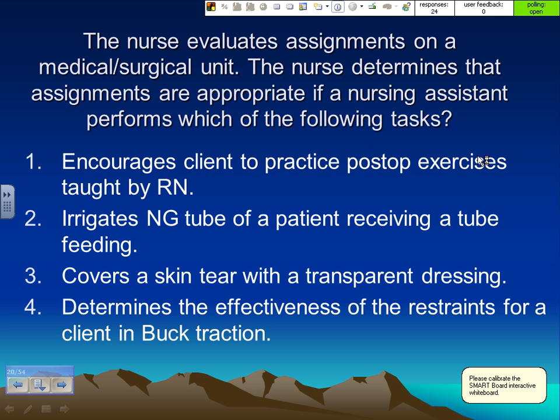The nurse evaluates assignments on the medical surgical unit. The nurse determines assignments are appropriate if a nursing assistant performs which of the following tasks: encourages the client to practice post-op exercises taught by the RN, irrigates the NG tube of the patient receiving a tube feeding, covers a skin tear with a transparent dressing, determines the effectiveness of the restraints for a client in Buck's traction.